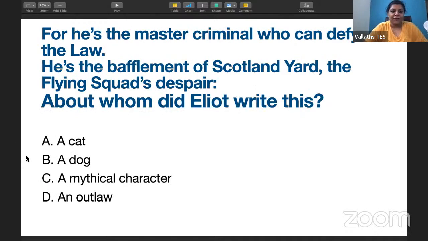For he is the master criminal who can defy the law. He is the bafflement of Scotland Yard, the flying squad's despair. About whom did Eliot write this? Tell me.